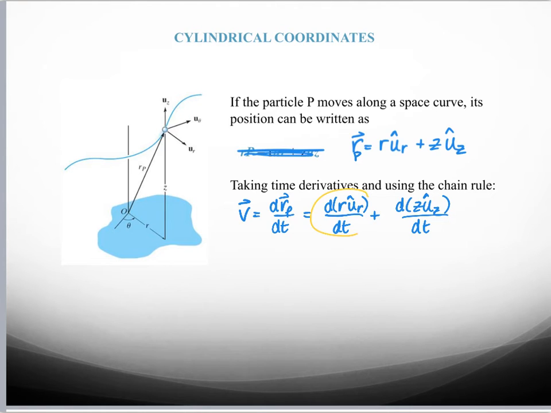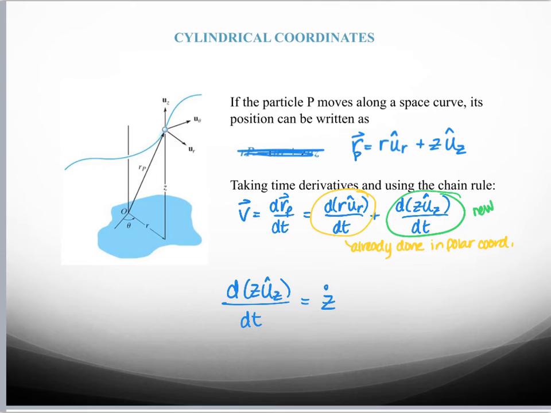But the first term, we already did this. We did it when we were looking at polar coordinates, and nothing's going to change. So we know those expressions. It's this term that is the new one. So let's take a look at that. What is the derivative of z u sub z with respect to time? Okay, so we're going to do the product rule.